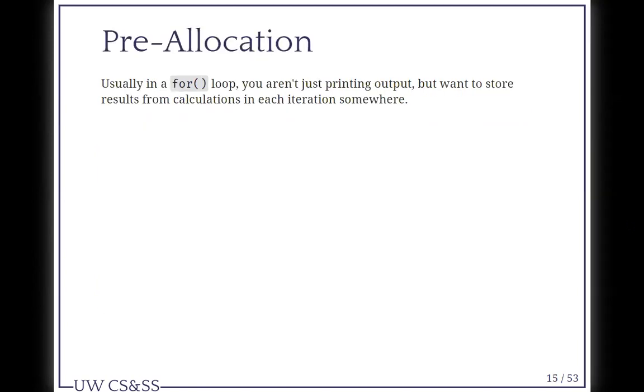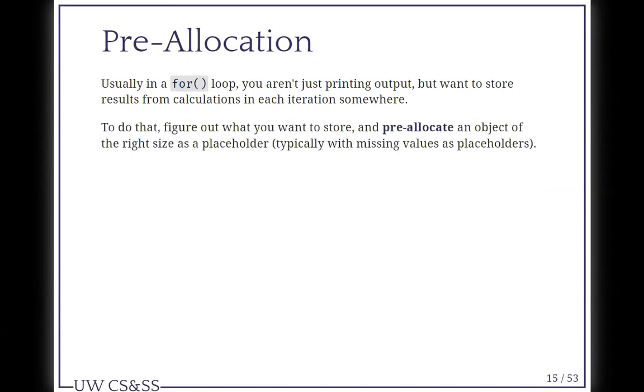Let's talk about pre-allocation. Did I skip a slide? No. Okay. So usually in a for loop, you aren't just going to be printing your output as we've been doing in these examples, but want to store results from calculations in each iteration somewhere. To do that, figure out what you want to store and pre-allocate an object of the right size as a placeholder, typically with missing values in it as the placeholders for the values you're going to provide with the loop.